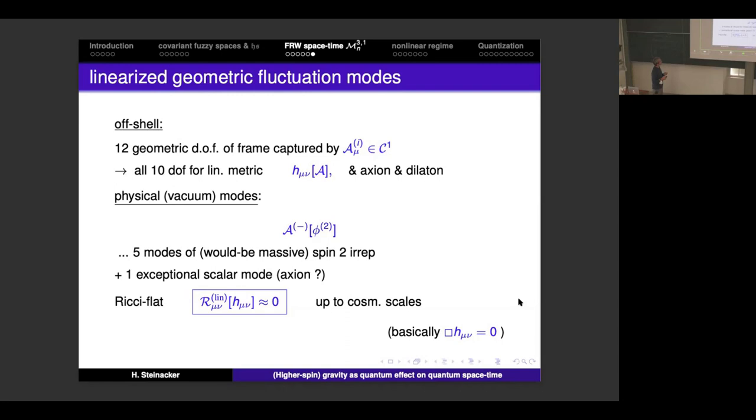These are unphysical, so off shell. And then the physical modes, you have the five modes of a would-be massive spin two irreducible representation. So kind of a graviton, but it seems to be a massive one at mass zero limit. And there is one exceptional scalar mode, which I don't really understand what it is. I suspect it's some kind of a gravitational axion, but I don't really know. The point is that at the linearized level, all these metric fluctuations are pretty flat. So this is very nice. And that looks good. And the basic reason is because they are just harmonic. And so that's what you find at the linearized level, and it looks nice.